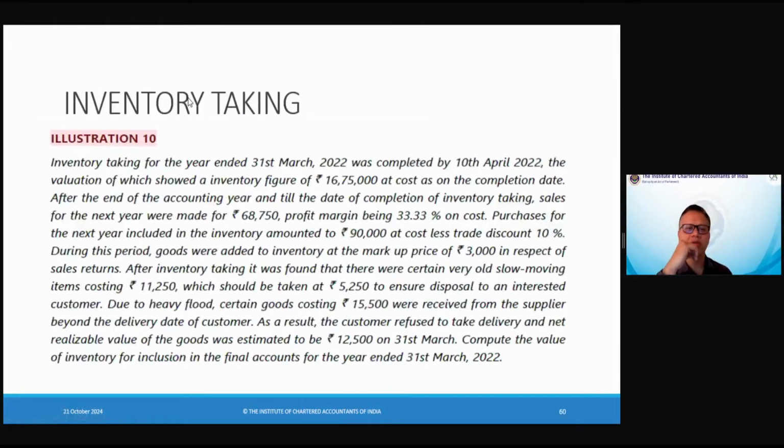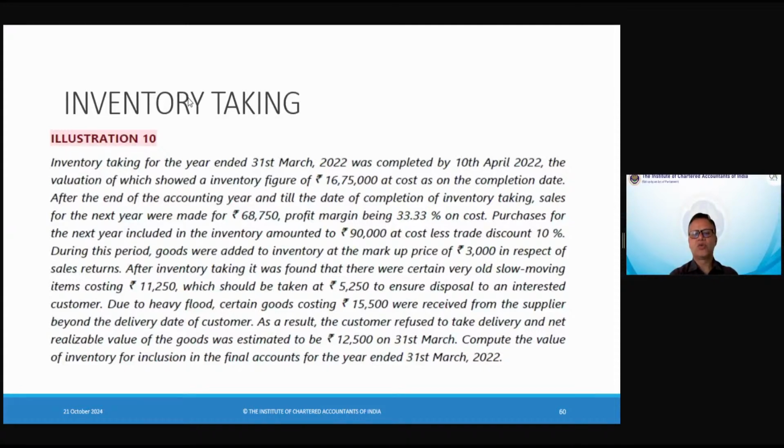Inventory taking, this is another problem where inventory taking for the year ended 31st March was completed by 10th April. And you have to find the value of the inventory again for the year ended 31st March 2022, when you have been given the inventory on 10th April. Now, if you can see here, this is the 10th illustration, where it is showing complete details of the question, and it is asking you to compute the value of inventory for the final account for the year ended 31st March 2022.